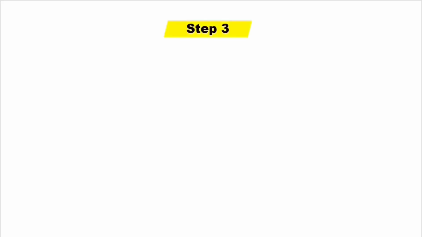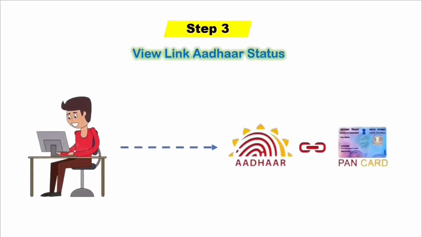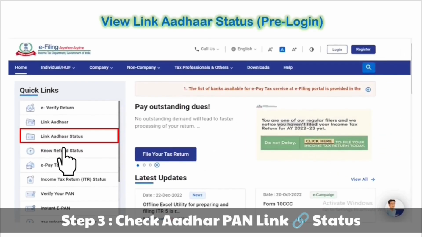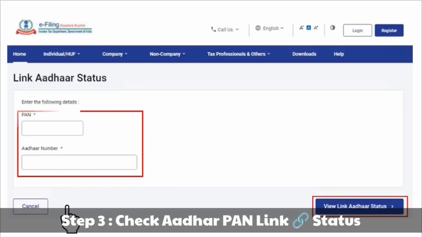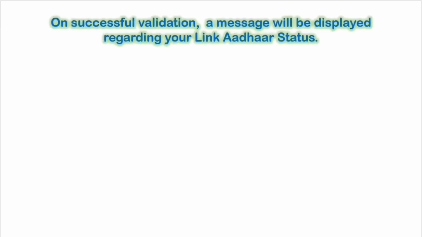The third step would be to view your Link Aadhaar status. Again, you can view your Link Aadhaar status both in the pre-login as well as post-login mode. In the pre-login mode on your dashboard, this time you can click on Link Aadhaar status. You would be required to enter your PAN and Aadhaar number and click on View Link Aadhaar status. Once the validation is completed, a message will be displayed regarding your Link Aadhaar status.